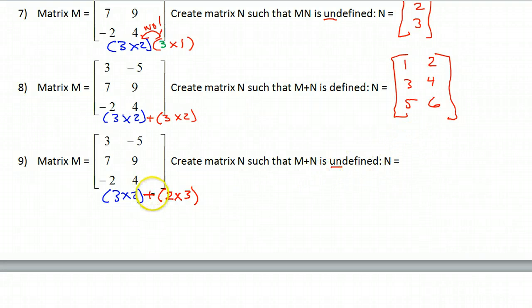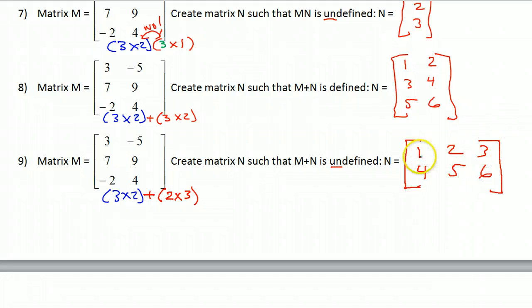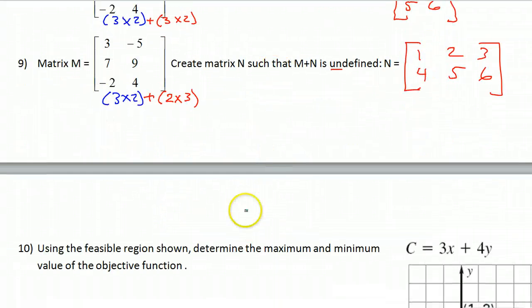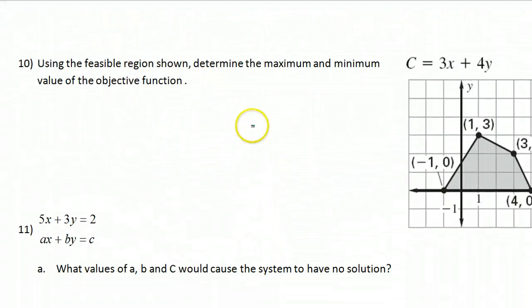Okay, so what did I decide? I wanted a 2 by 3 matrix. So here would be an example of one that would not work. 1, 2, 3, 4, 5, 6. Okay, they have to be the same. All right, moving on. Easy peasy, lemon squeezy.